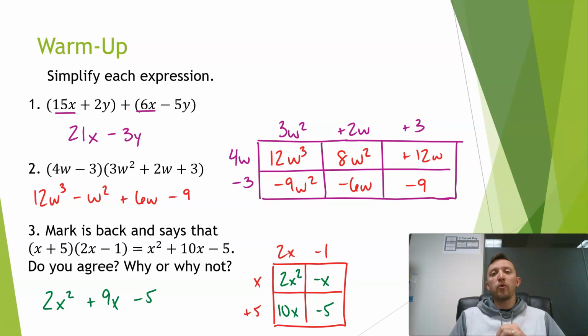All right, and lastly, poor Mark got it wrong again. He got the last term right, but everything else is wrong because x times 2x is not x squared. It should be 2x squared. And then for the middle terms, he must have forgotten about the minus x or something, because he has plus 10x when 10x minus x would be 9x. So those are the mistakes he made. It should be 2x squared plus 9x minus 5.